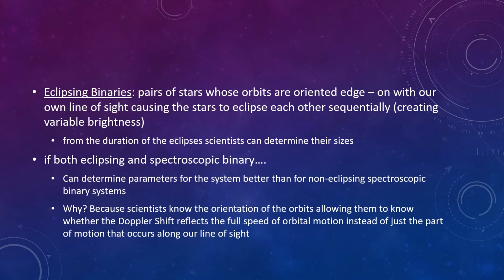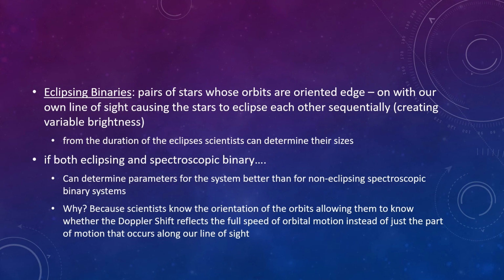You then have eclipsing binaries. These are pairs of stars whose orbits are oriented edge-on with our own line of sight, causing the stars to eclipse each other sequentially, creating a variable brightness. And from the duration of the eclipses, scientists can actually determine their masses and their sizes.